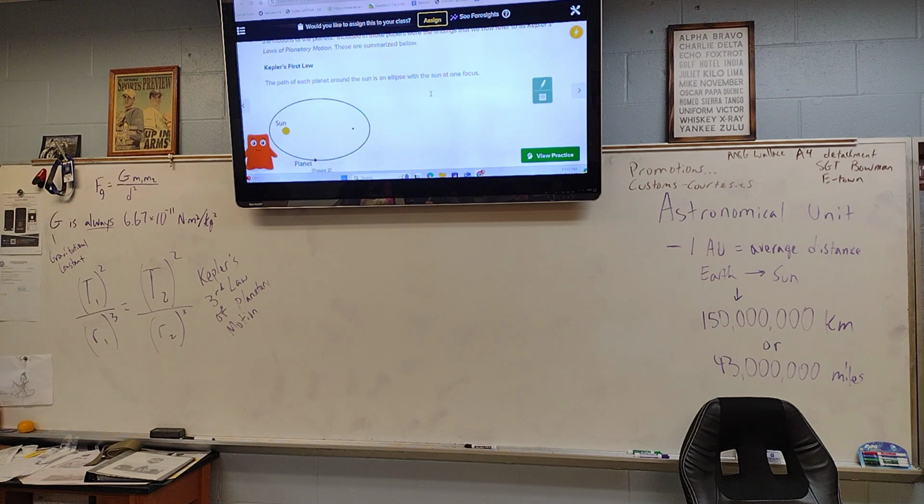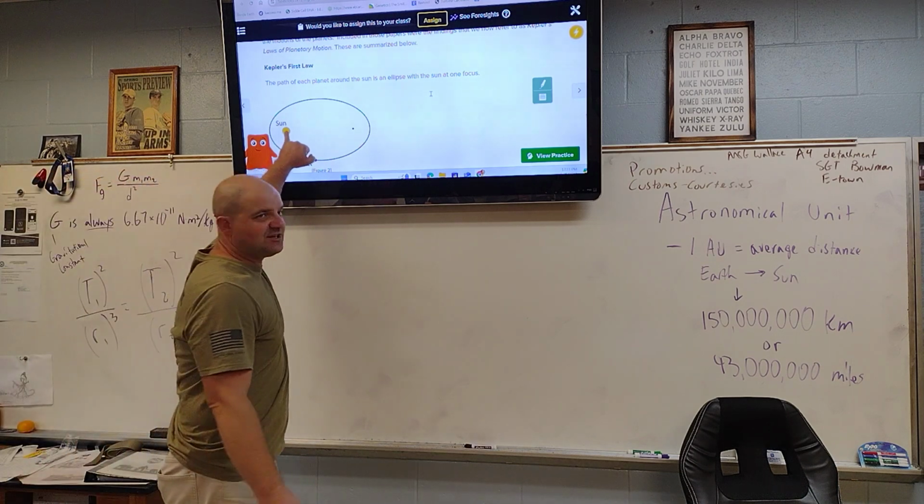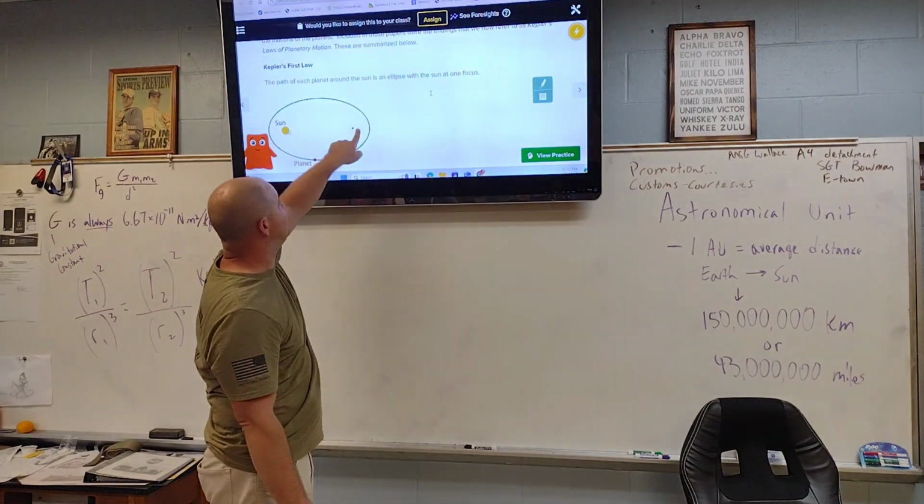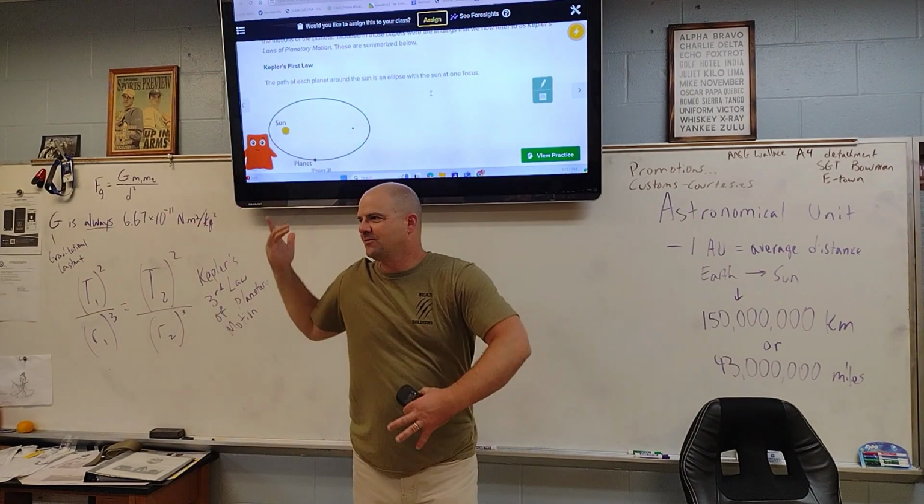It's just a point in space. So the sun is a point in space, but it's also an object. It's the actual gravitational body. This is just, ellipses have two foci, right?